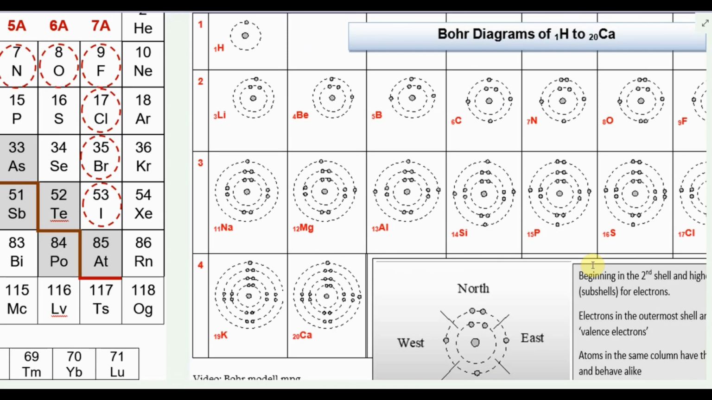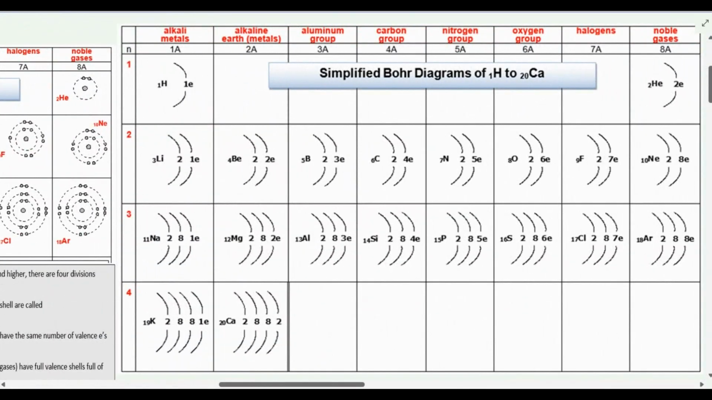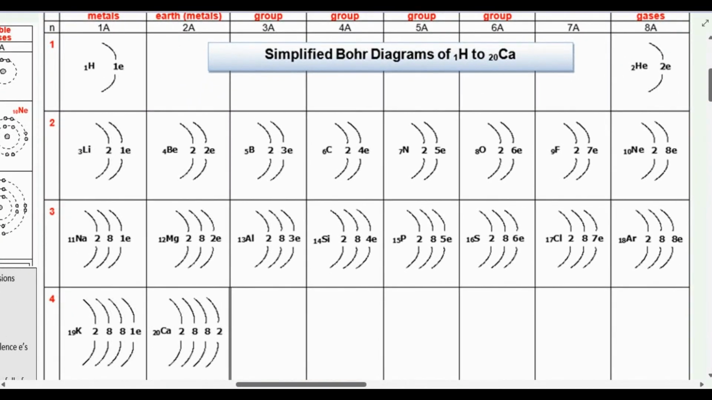Now the Bohr diagram has been simplified in what is called a simplified Bohr diagram. So here, instead of drawing full circles for shells, we draw half circles. Instead of drawing dots for electrons, we simply count up the number of electrons. And instead of drawing a nucleus as a gray dot in the center, we'll write the symbol of the element.